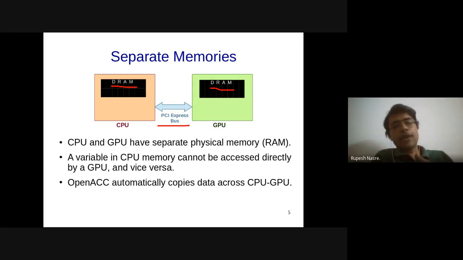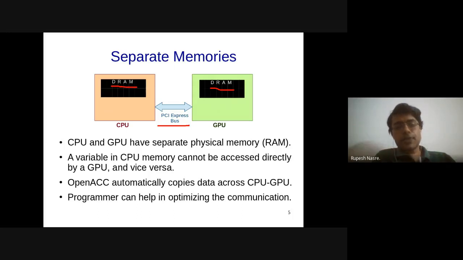It might depend on the application semantics, or there might be compilation reasons because of which OpenACC might not be able to figure out how much data to copy. So it might end up copying all the data just to be safe, but that might not be the most optimal way. Therefore, as a programmer, I might be able to optimize this communication across CPU and GPU. I might copy a small amount of data, or copy fewer times across CPU and GPU, and make sure that the semantics of the application are still maintained. So this is something we have to worry about.